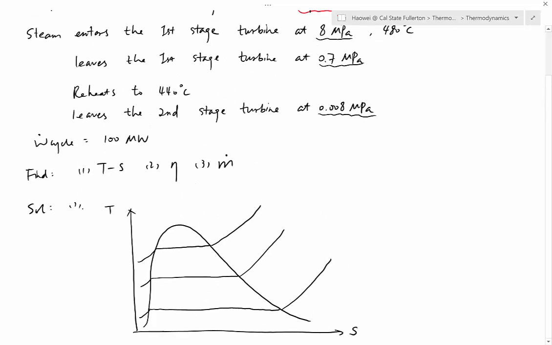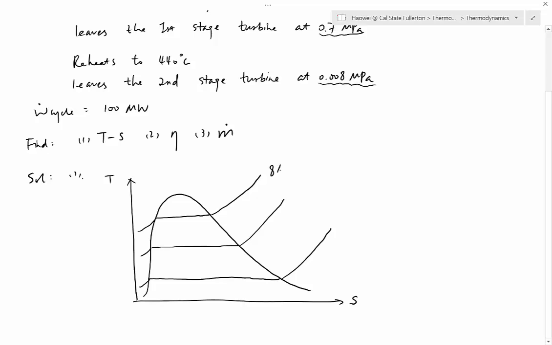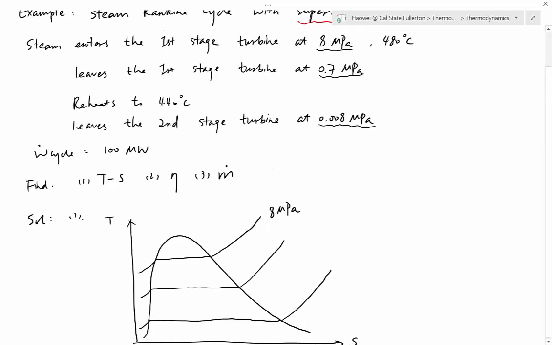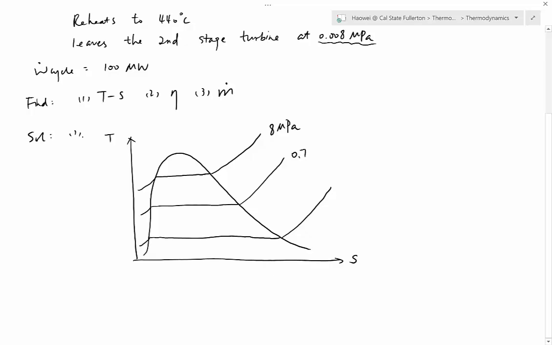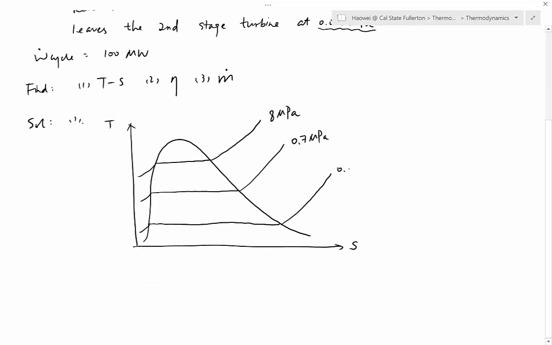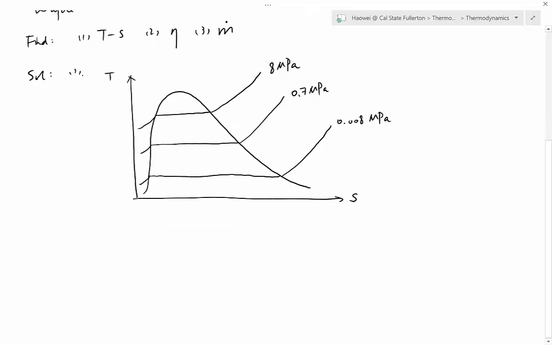Okay, so the top one should be 8 megapascal, and the middle one should be 0.7 megapascal, and the bottom one should be 0.008 megapascal. Okay, and let's start from number 1. Locate point 1.